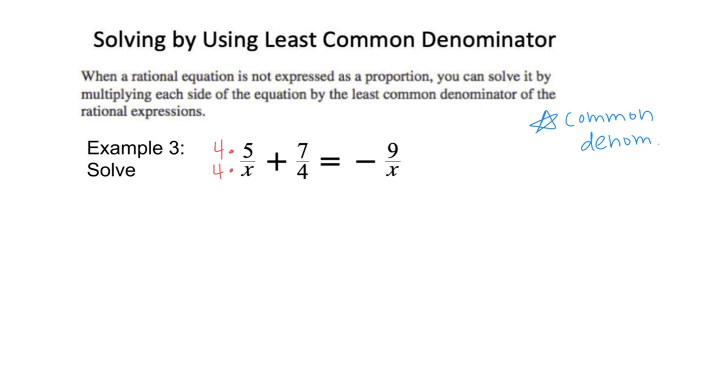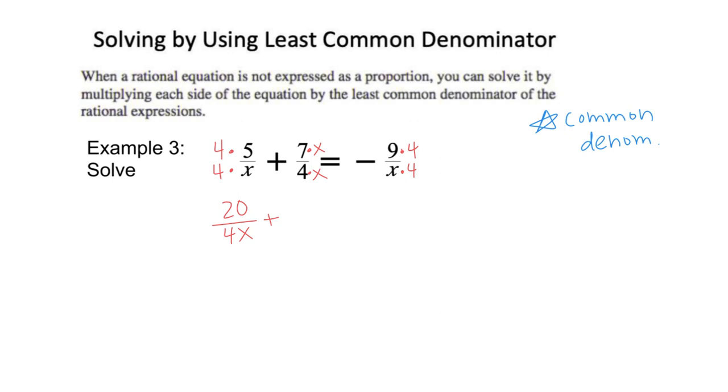Now the middle one has the 4, it doesn't have the x. So I'm going to multiply both of those by x, again, to make my denominator 4x. So I'm making them all the same. And then my last fraction has an x, but it doesn't have a 4, so I'm going to multiply top and bottom by 4. Let's multiply it all out, see what we get. On the first fraction, 4 times 5 is going to give me 20. And my denominator, 4 times x, is 4x.